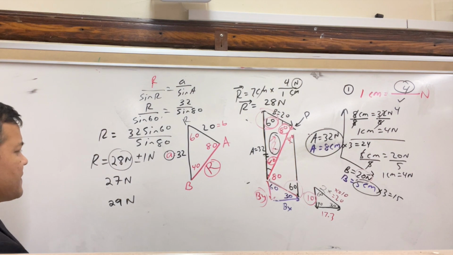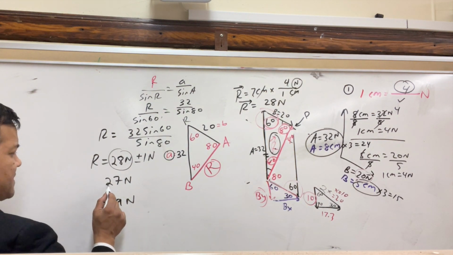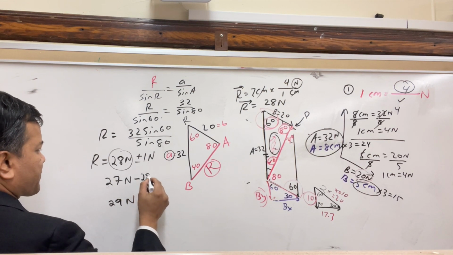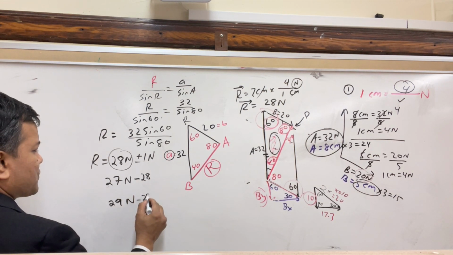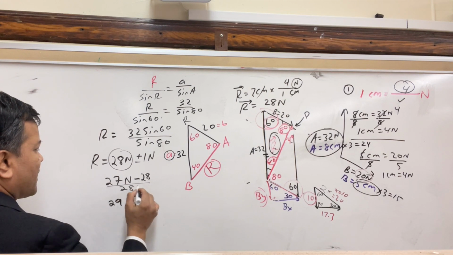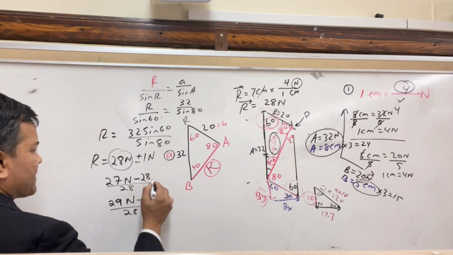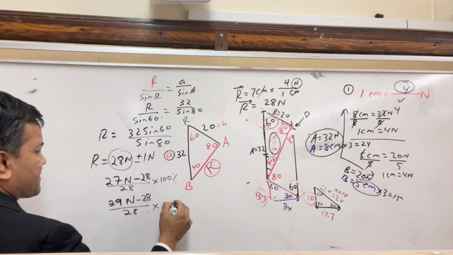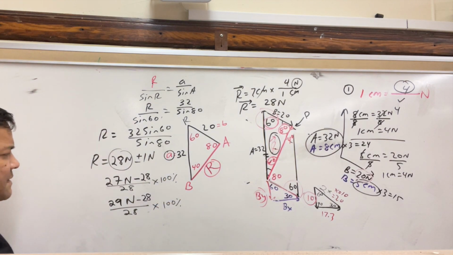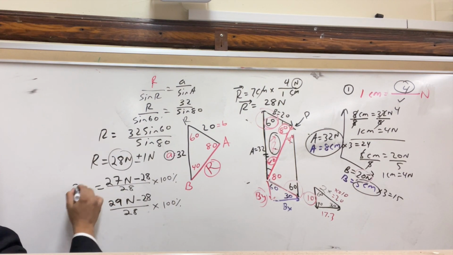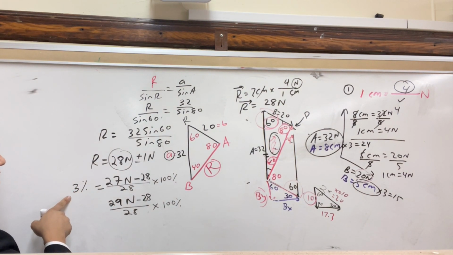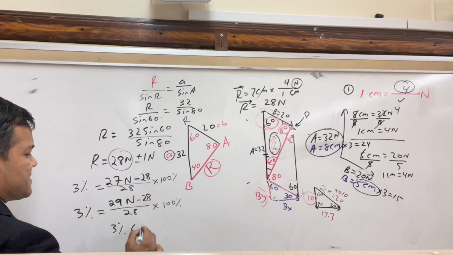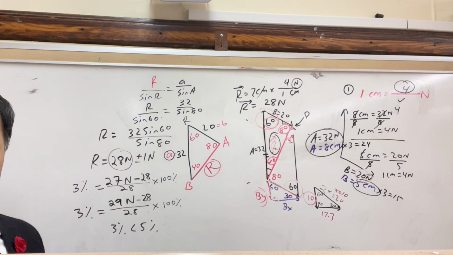How do you know? This is your measurement minus the true value, divided by the true value, times 100%. This gives you 3% error, and of course this also gives you 3% error. 3% error is less than 5% error. So I'm good with this.